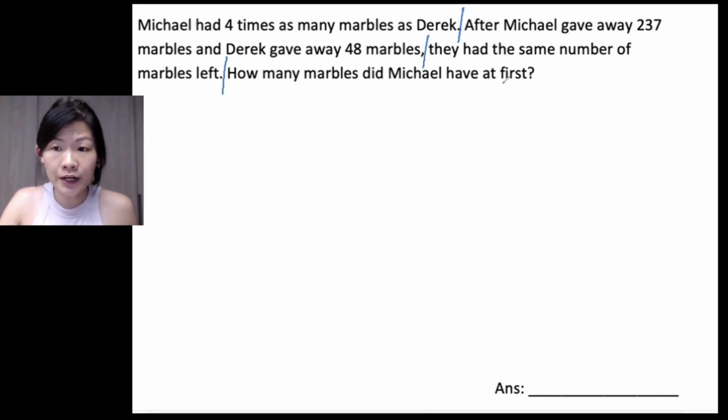All right, so let's try to break down the question. First of all, we notice in the first clue, Michael has been compared to Derek. So this is our first comparison. Now, next, we will notice that Michael gave away 237 marbles and Derek gave away 48 marbles. So this is our change that took place. And eventually, they have a final comparison here, whereby both of them have the same number of marbles left. So very importantly, also find out what you need to solve the question, which is to indicate what Michael had at first.